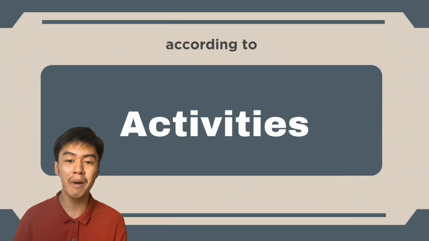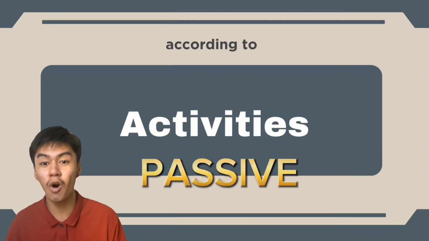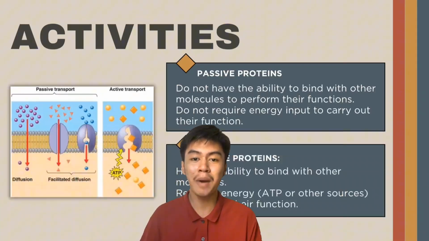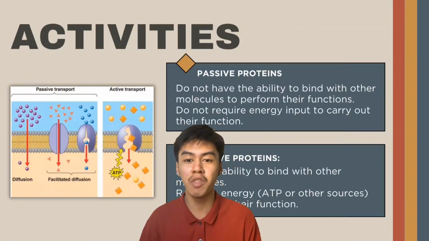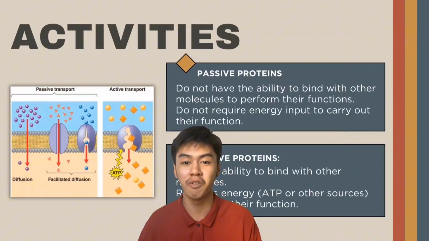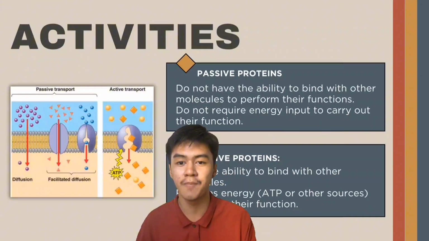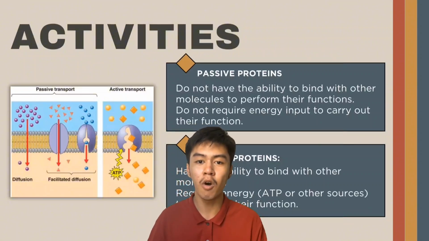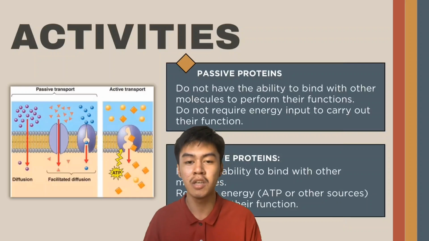First up, let's talk about the classifications of proteins based on their activities. Proteins can be classified as either passive or active. So, passive proteins are those proteins which do not have the ability to bind with other molecules as they do not require energy input to carry out their functions. An example of this is keratin and albumin.